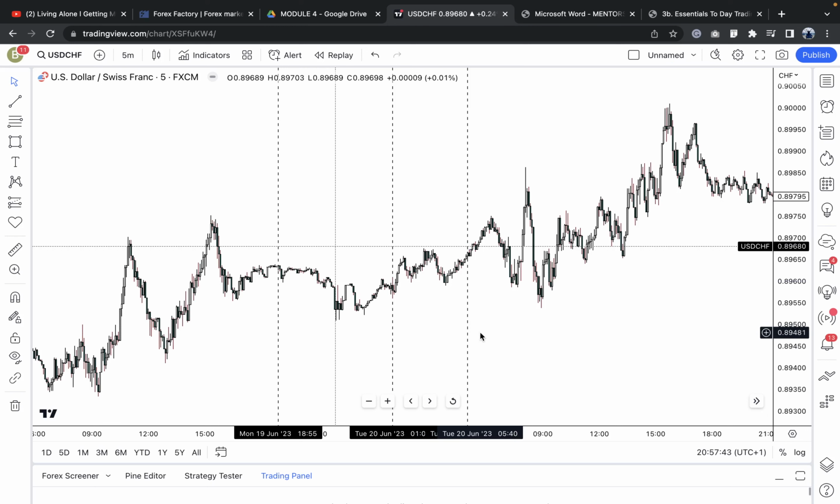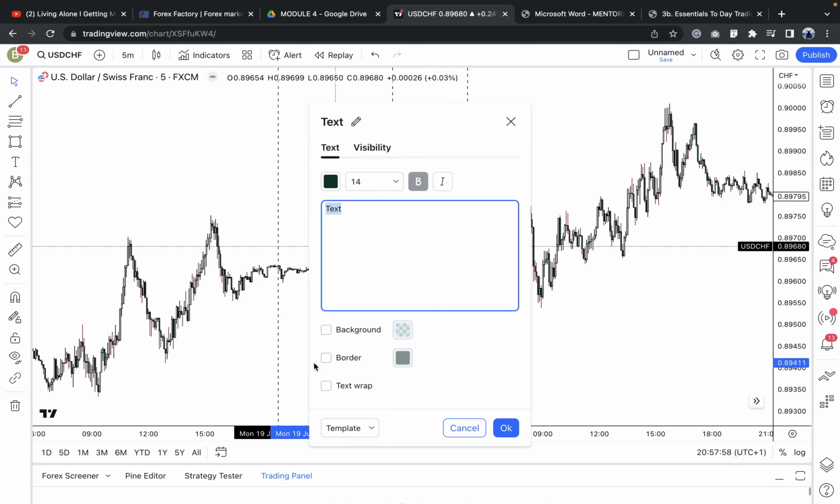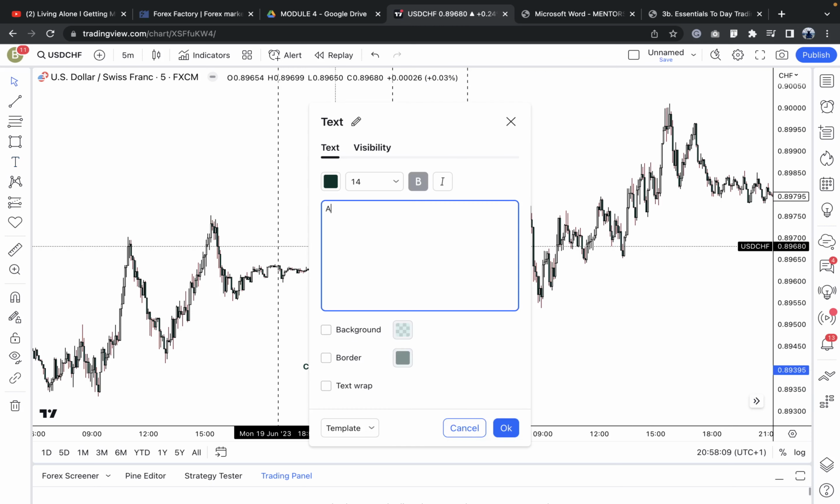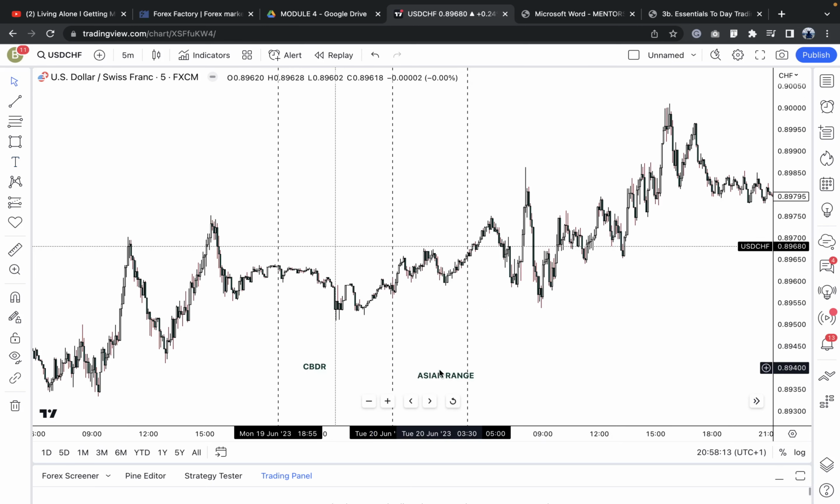In this example, are you going to use the central bank dealers range, or are you going to use the flout, which is the blending of both the central bank dealers range and the Asian range? Which are you going to use? What do you think? I cannot see your responses because this is a recording and you're watching a recording of me. But I want you to give yourself a moment to think. In this example, are we using the flout or the central bank dealers range?